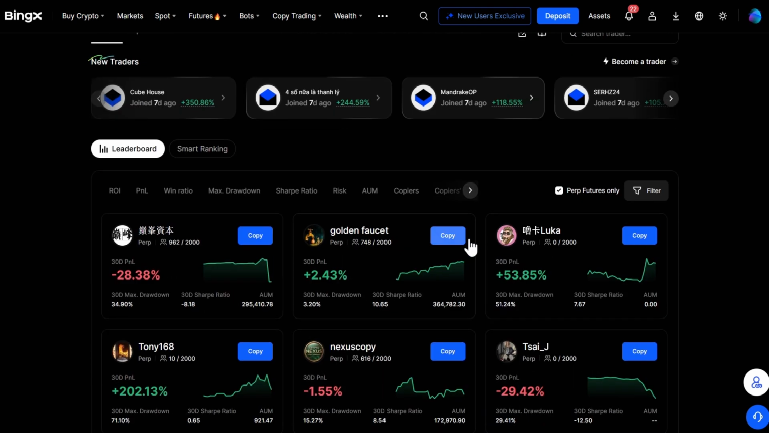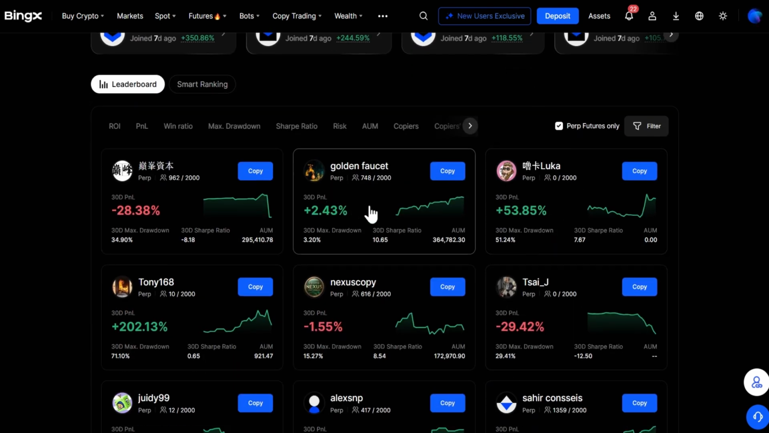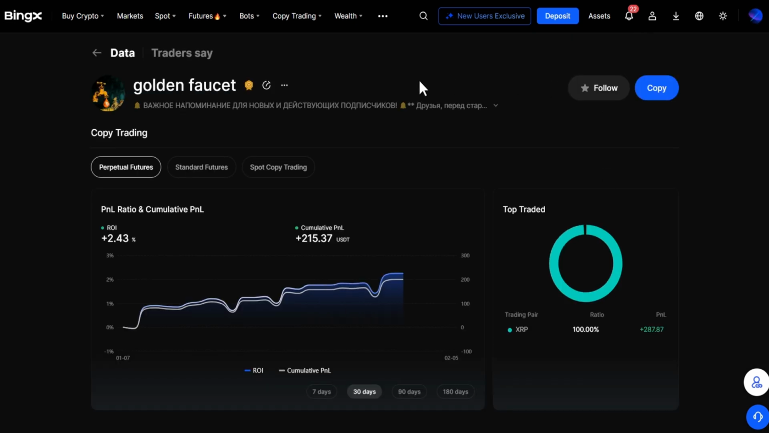All right, so let's say you found a trader you're interested in. Click on their profile and you'll see a ton of detailed information. Let me break down what actually matters. First, you'll see their PNL ratio and top traded coins.